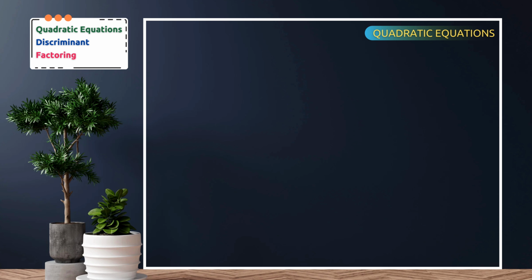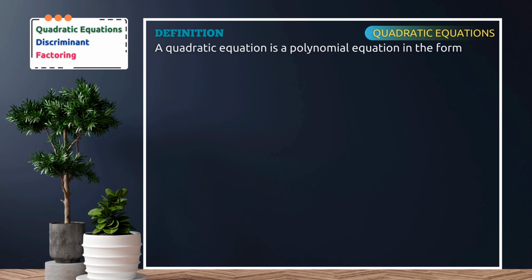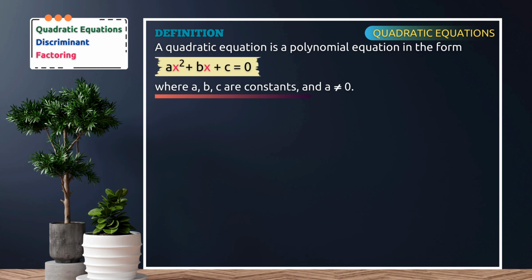Now, let's move on to quadratic equations. A quadratic equation is a polynomial equation in the form ax squared plus bx plus c equals 0, where a, b, and c are numbers, and a is not equal to 0.